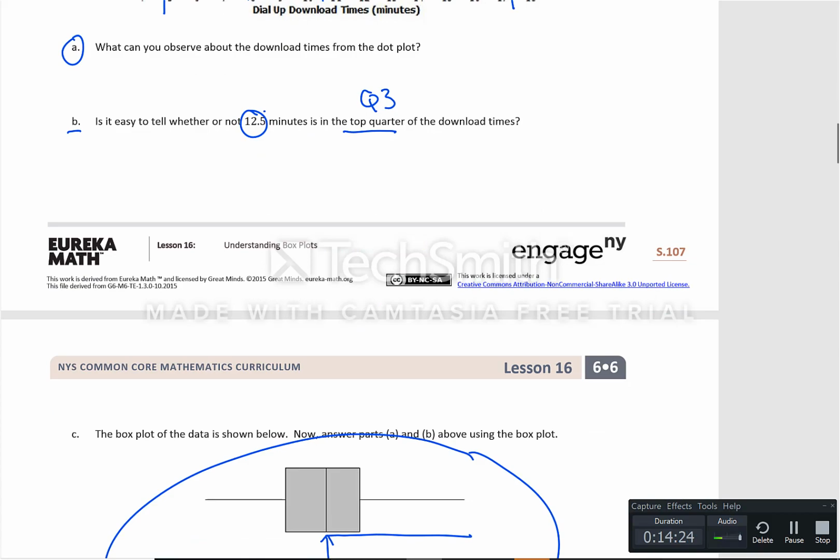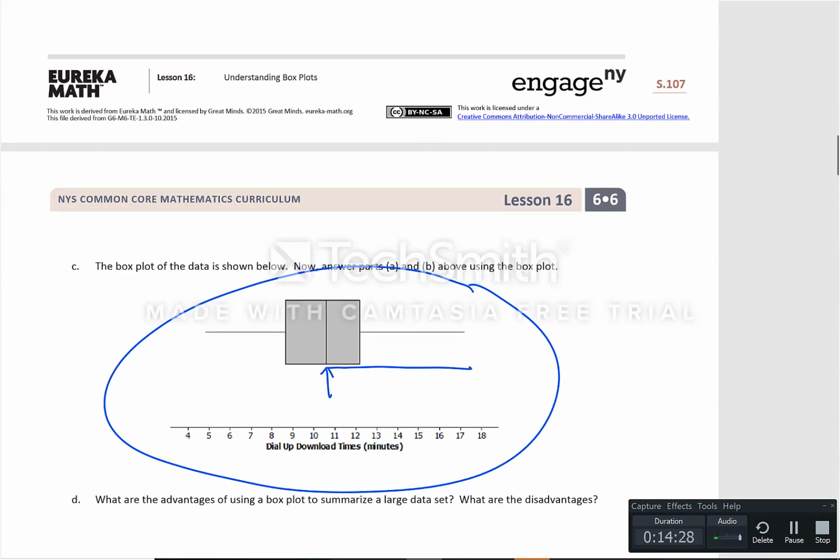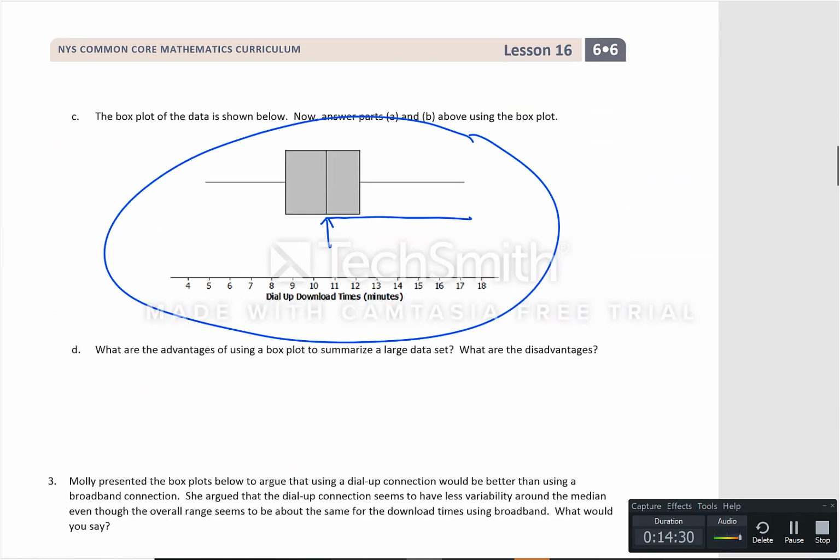Question B, is it easy to tell whether or not 12.5 minutes is in the top quarter of it? So if I look right here, this was my Q3 line. And does it look like the 12.5 would be above that Q3? So the answer is yes. 12.5 would be above that Q3.